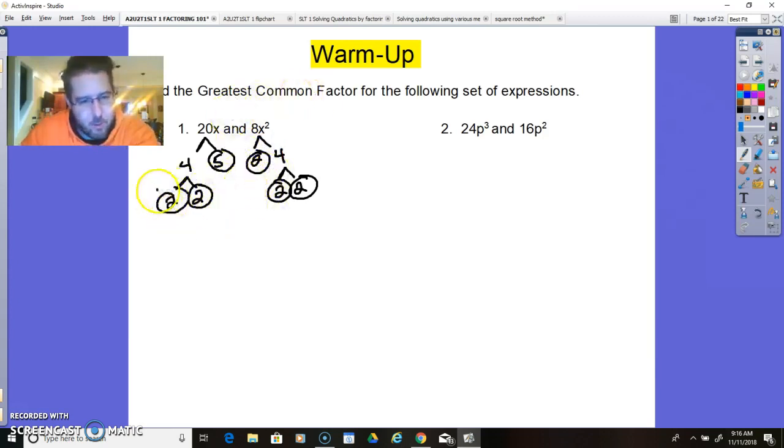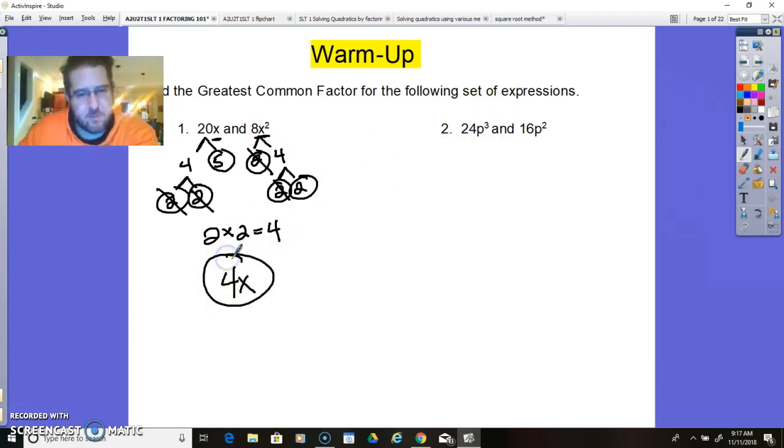And then I look to see what's in both columns. So they both have a 2 right here, and they both have another 2, and 2 times 2 is 4. Anytime you multiply all the prime common factors, you're always going to get the GCF. So that's how that works. So that's 4x, and now they both have at least 1x. This has 1x, this has 2x's, so the GCF is 4x.